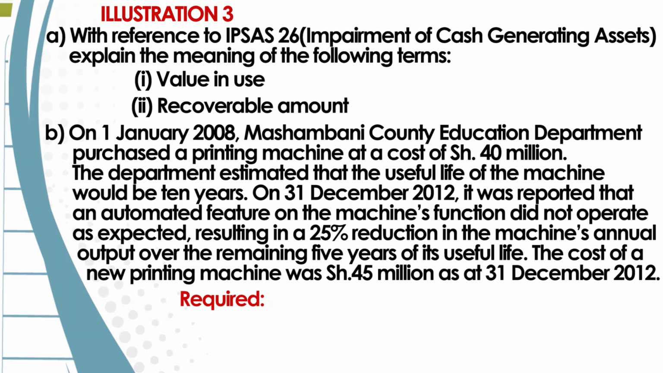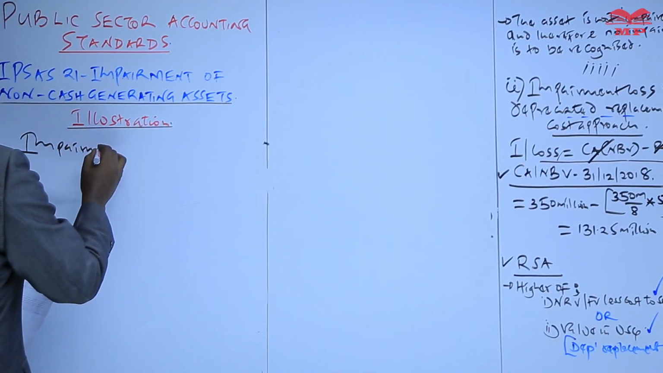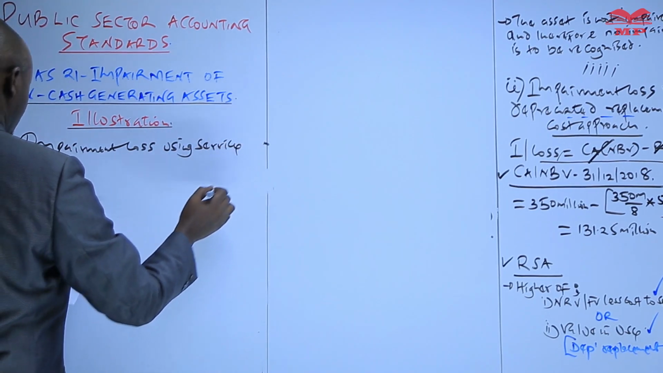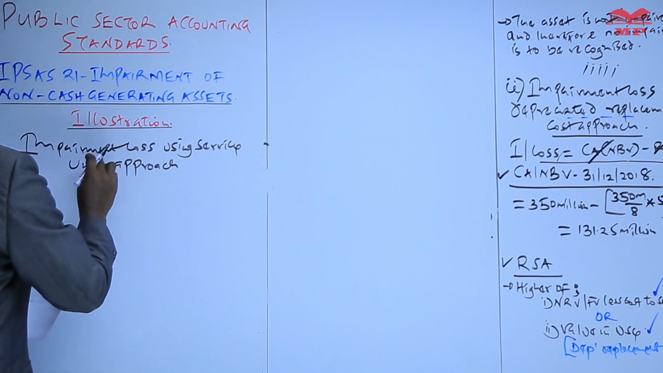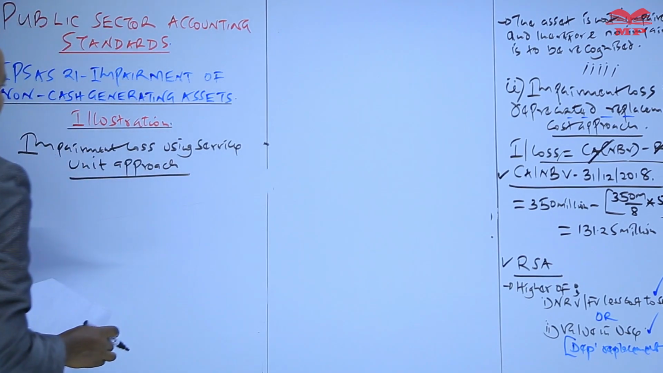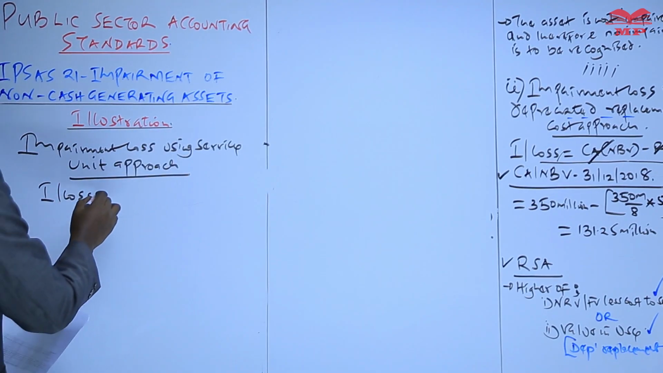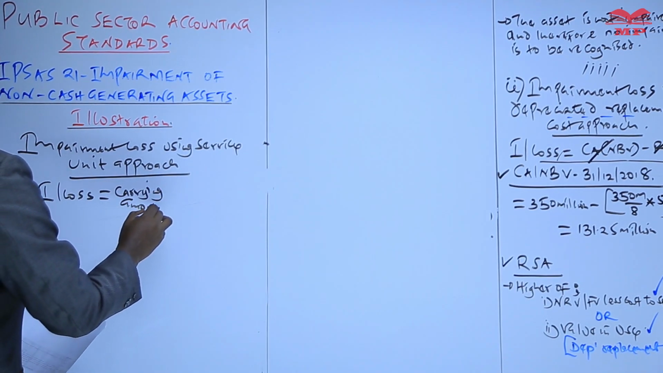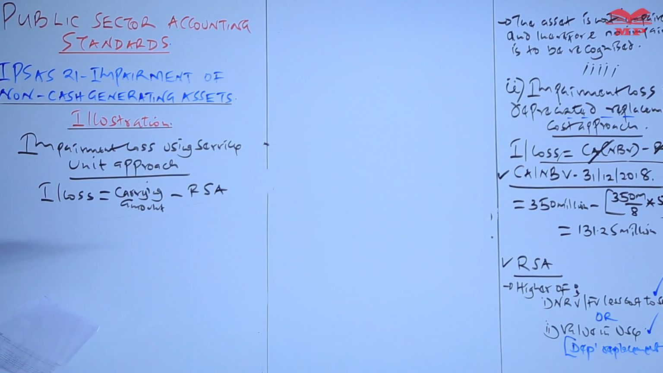So what are we required to do? We are required to determine the impairment loss using the service unit approach. The first thing you always need to have here is the formula for computing the impairment loss. The impairment loss is equal to the carrying amount of the asset minus the recoverable service amount. So we need to have these two values.